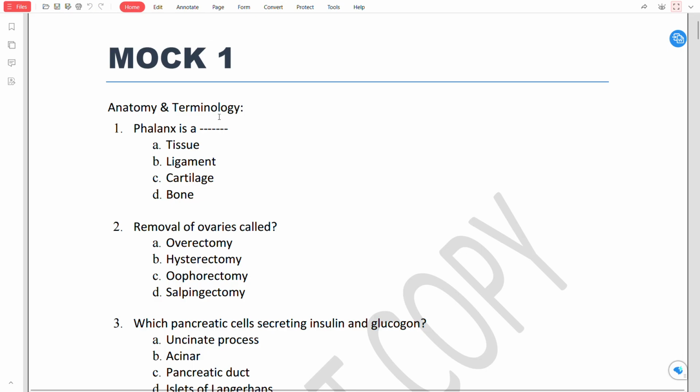First question. Phalanx is a dash. Here are the options. Option A, tissue. Option B, ligament. Option C, cartilage. And option D, bone.